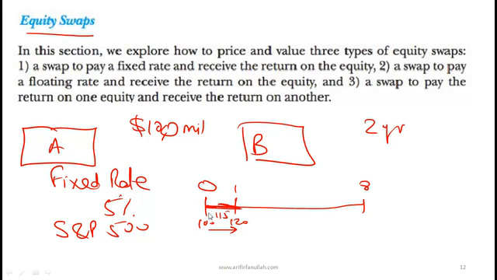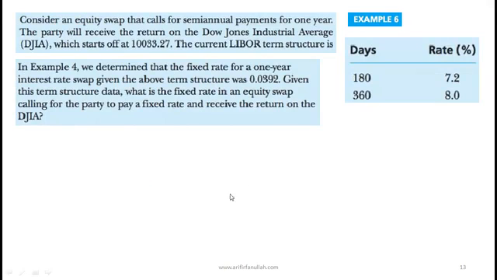Now, to figure out the amount by which he is winning, that's what valuation is all about. And you can see that clearly the value of that swap will depend on the price of the underlying equity index. So let's do example 6 from the curriculum. Consider an equity swap that calls for semi-annual payments for 1 year. The party will receive the return on the Dow Jones Industrial Average, which starts at 10,033.27. The current LIBOR structure is given right here.